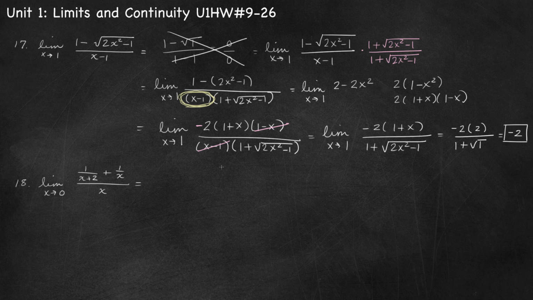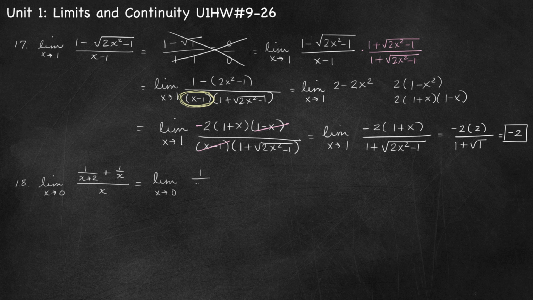Number 18, the limit as x approaches 0. Now we have a complex fraction here, so I'm going to start by simplifying my fraction. And the quickest way to do that is to find the least common denominator, multiply the numerator and denominator of the outer fraction by that LCD. So in this case, that lowest common denominator would be x times x plus 2. So I'm going to multiply top and bottom by that.